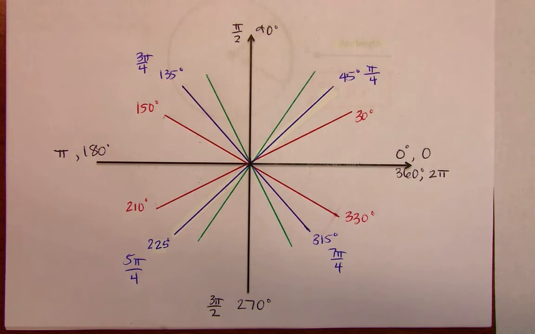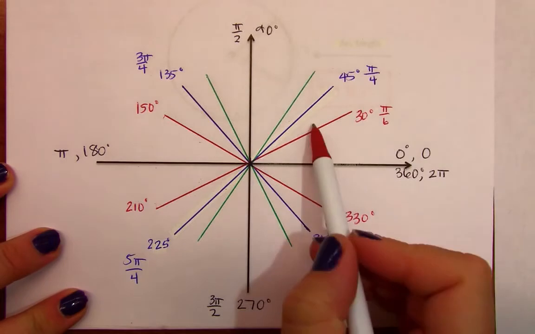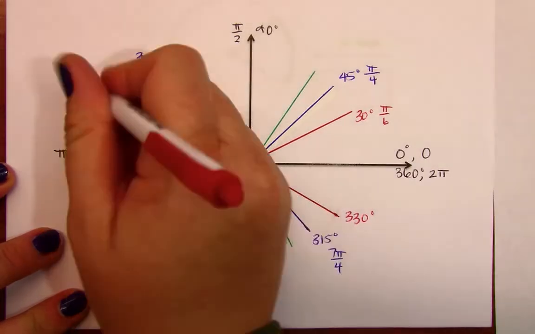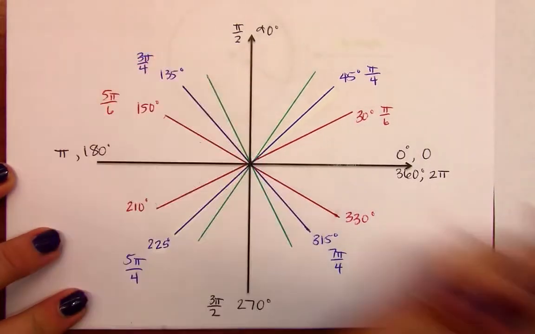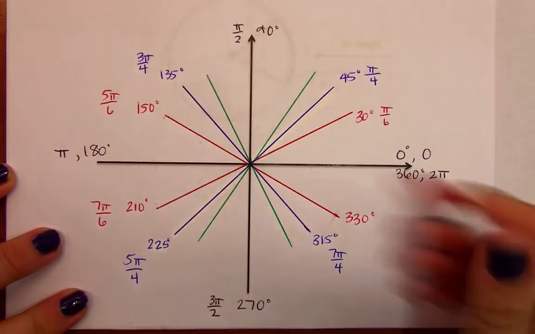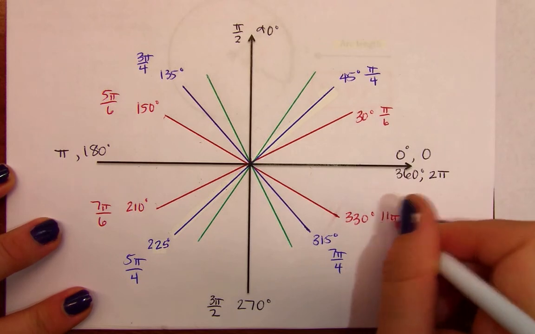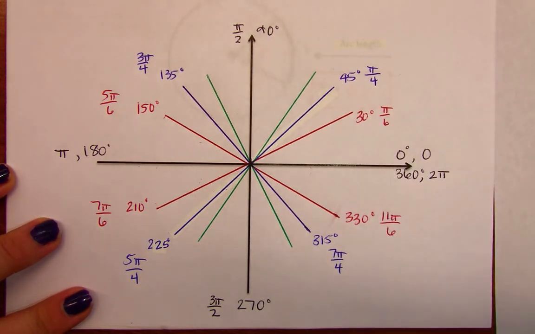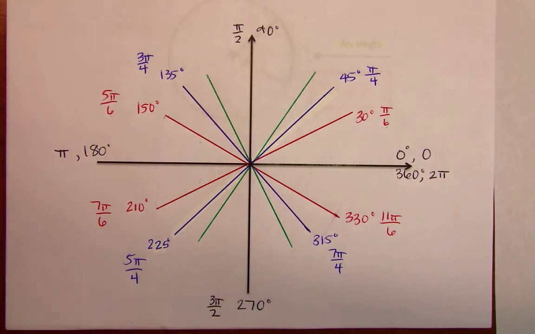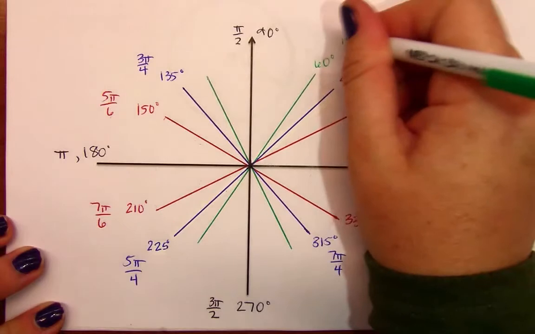Now we can also notice some similarities with these angles in radians. This is pi over 6. And so if we're going up pi over 6, removing a pi over 6 from here would be 5 pi over 6. Adding a pi over 6 from here would be 7 pi over 6. And removing a pi over 6 from here would be 11 pi over 6. Again, the 30-degree angles are all over 6. And we'll notice in just a second that all the 60-degree angles are over 3.